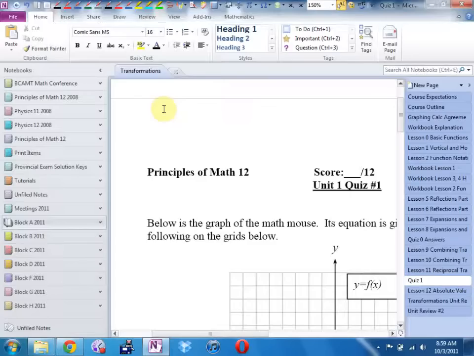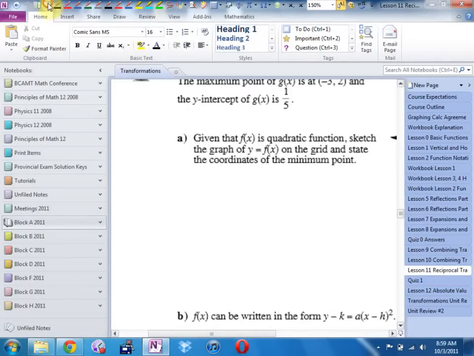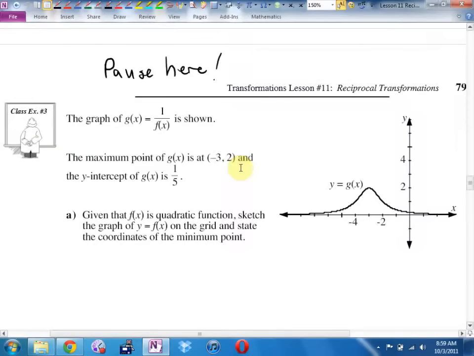Specifically, in your workbook, would you be so kind as to turn to page 79? Page 79. You don't have school Monday? Is that Thanksgiving? Really? It's that fast? It's here already? Eesh.